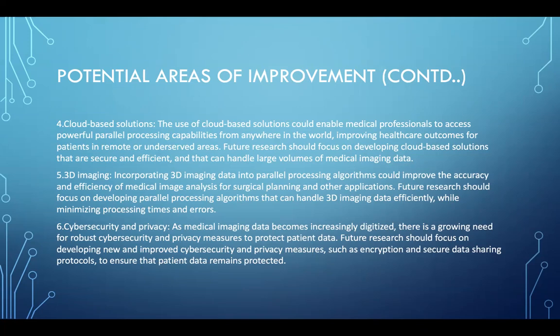Overall, improving algorithms, hardware, integrating AI and ML, developing cloud-based solutions, incorporating 3D imaging, and enhancing cybersecurity and privacy are all potential areas of improvement in parallel processing for medical image diagnosis. Addressing these areas could lead to faster, more accurate diagnosis and improved healthcare outcomes for patients.